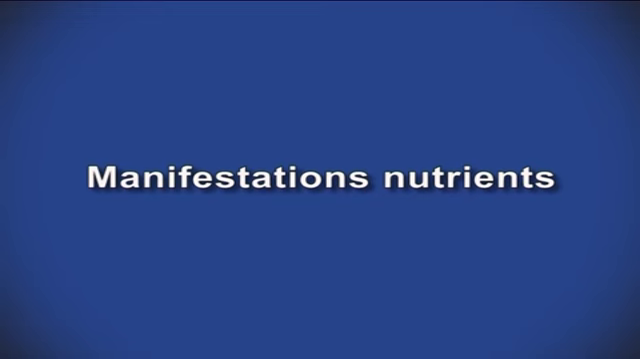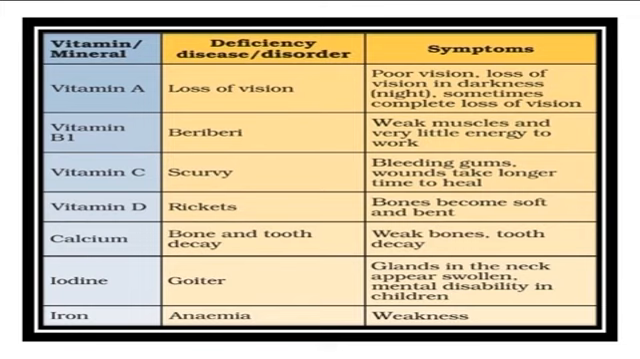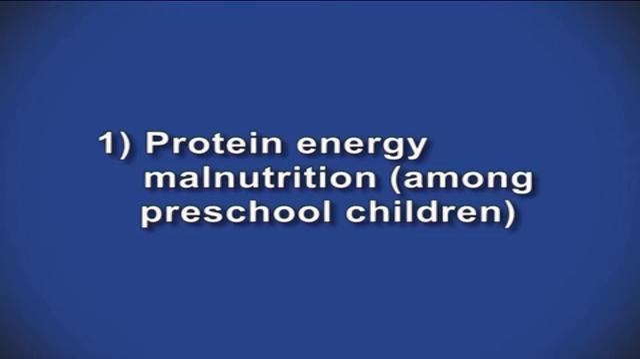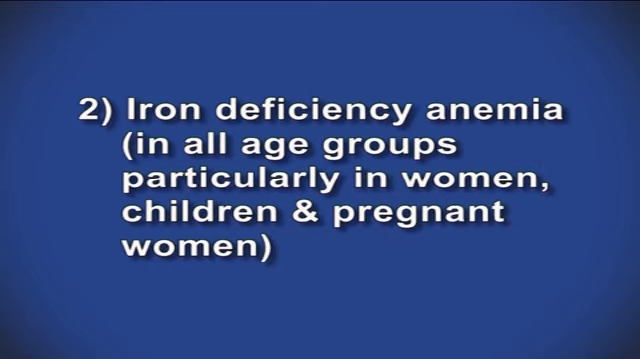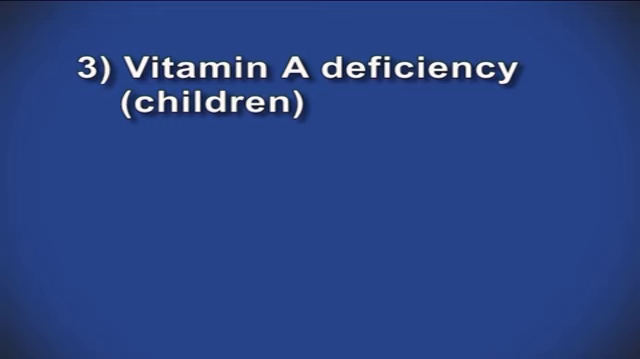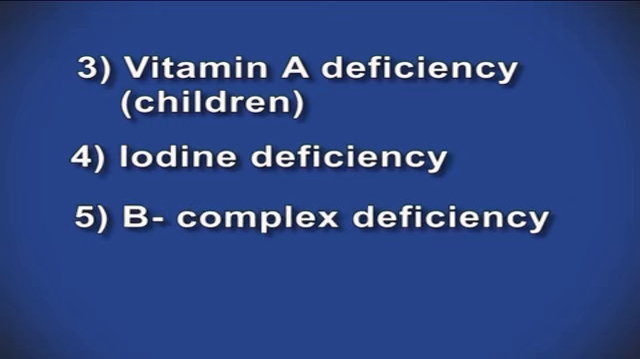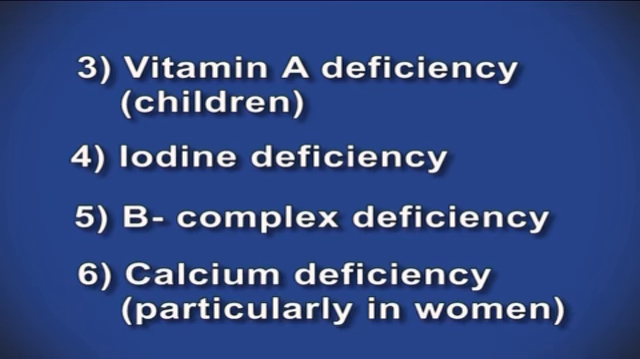Next is manifestations of nutrient deficiencies. As a consequence of dietary deficiency, several nutritional deficiencies with clinical manifestations and disabilities are encountered among different age groups, which is being shown on the figure. Protein energy malnutrition, PEM, is common among preschool children. Iron deficiency anemia occurs in all age groups, particularly in women, children and pregnant women. Vitamin A deficiency in children, iodine deficiency, B complex deficiency, calcium deficiency, particularly in women.